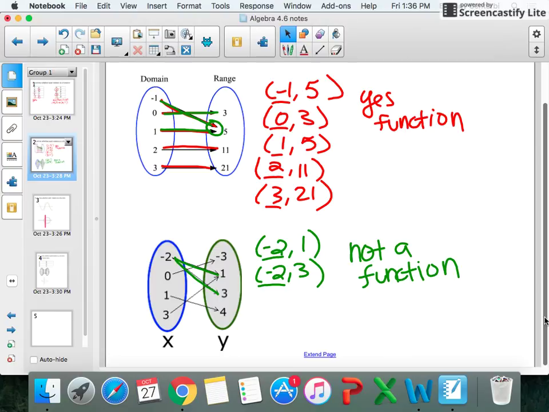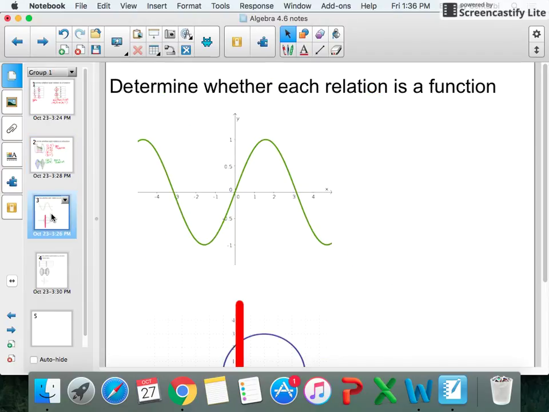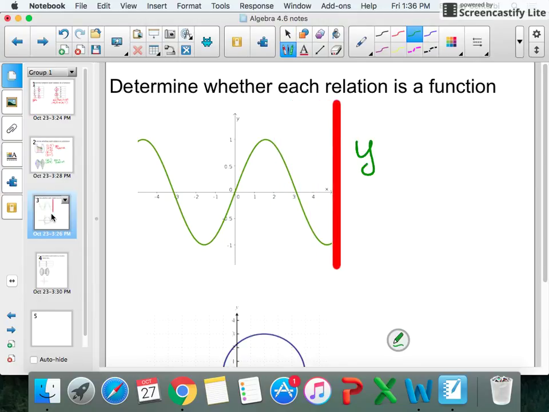And then lastly, we have a graph. When you have a graph, you use something called the vertical line test. If you put a vertical line over the graph at any point, it will never hit two points on the graph. If it does, then it's not a function. For the first example, we're going to take this red line. This is a vertical line, and if I trace it over our graph here, it's never touching more than one point. No matter what, it's always only hitting one point on the graph. So this is going to be a function.